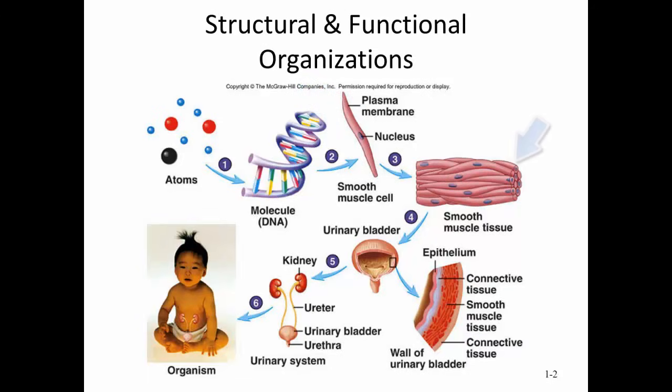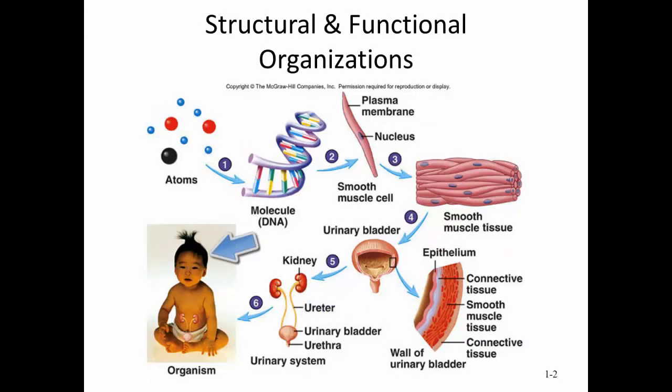Next is going to be a tissue. A tissue is going to be made up of a group of cells. If we take a group of cells that work together to perform a certain function, that's going to give us a tissue. So a tissue is a group of cells that work together to perform a certain function. Organs are now made up of a group of tissues that work together to perform a certain function. And a group of organs is called an organ system. And a group of organ systems is going to give us an organism.